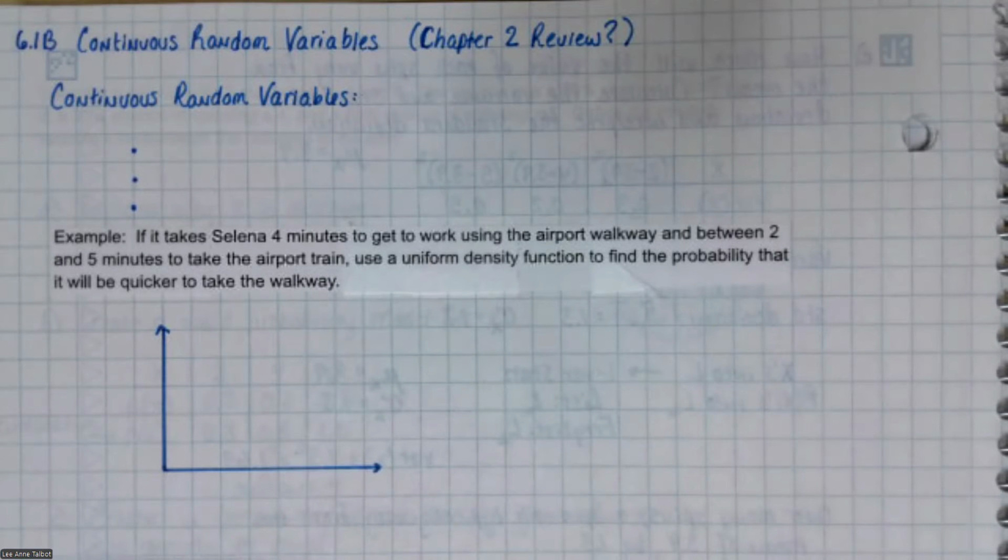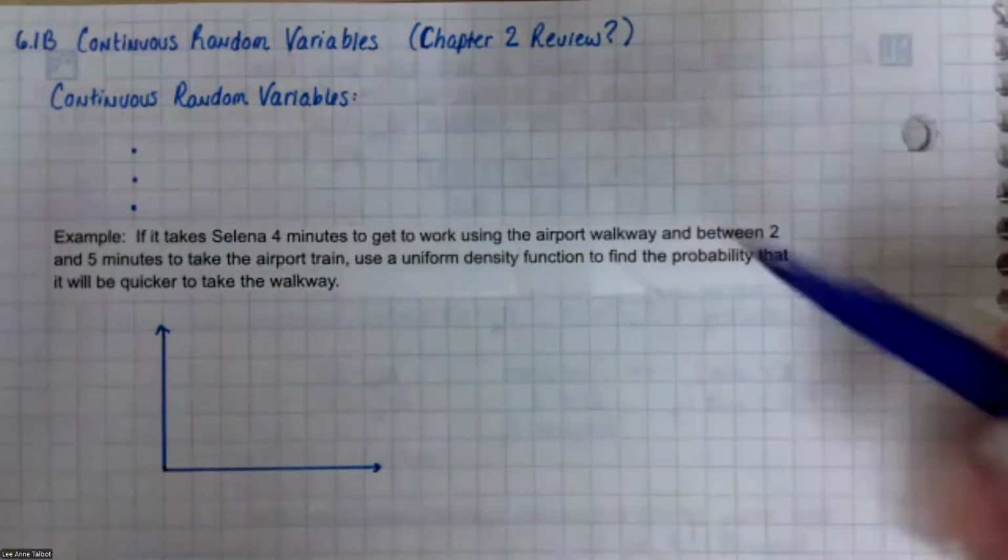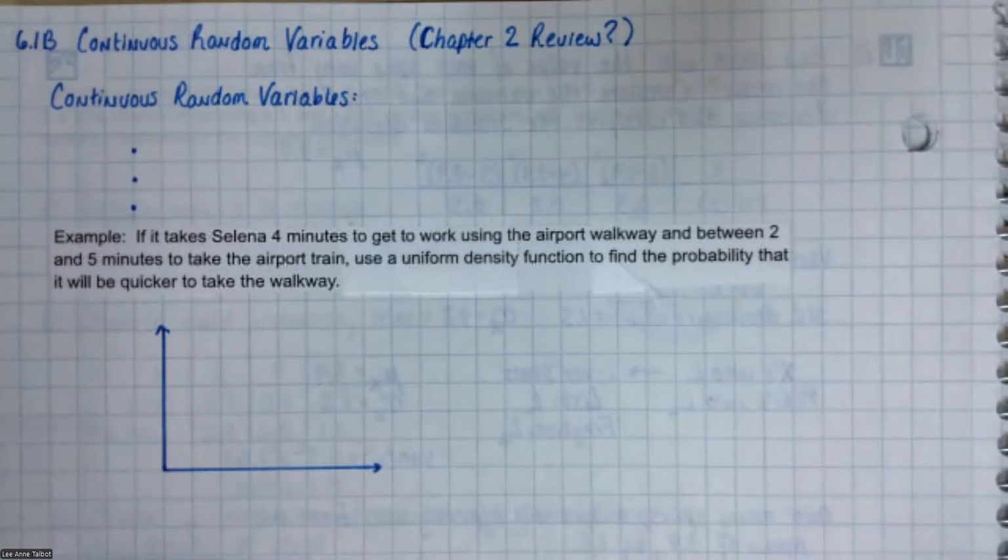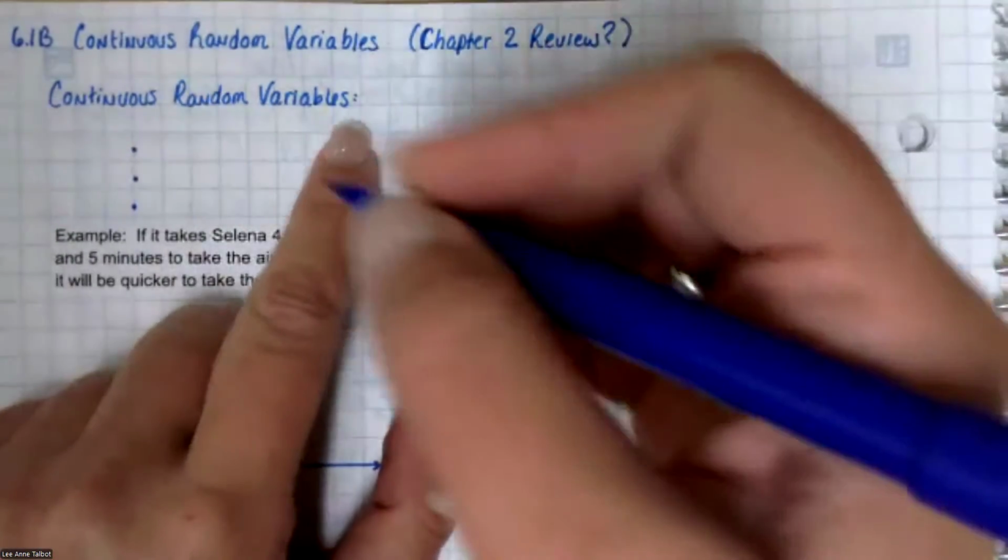This lesson is two things that you already know. It's uniform density function, which is that rectangle one, and then normal CDF. And that's it. That's all we're doing today. It's very easy. That's why I said chapter 2 review.